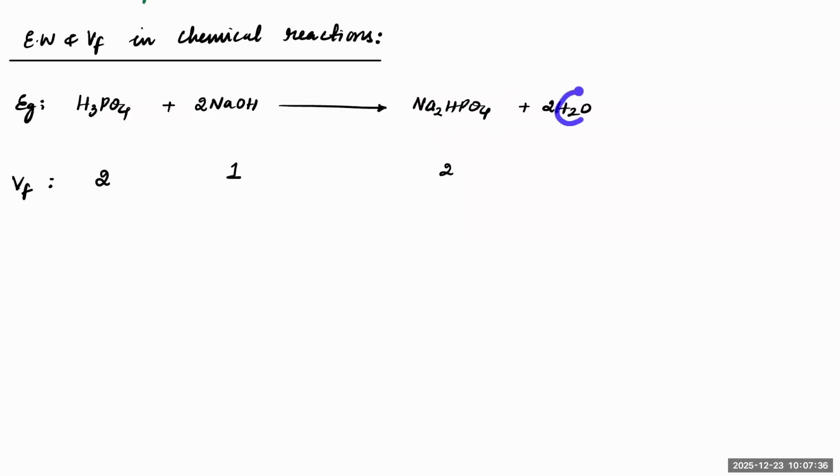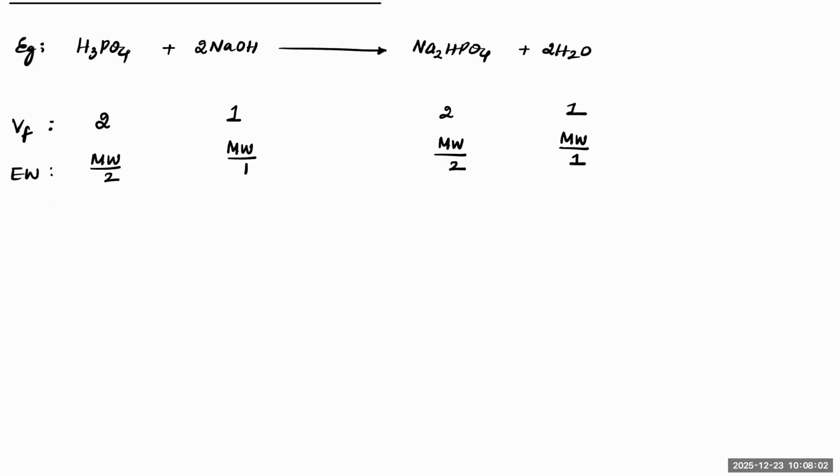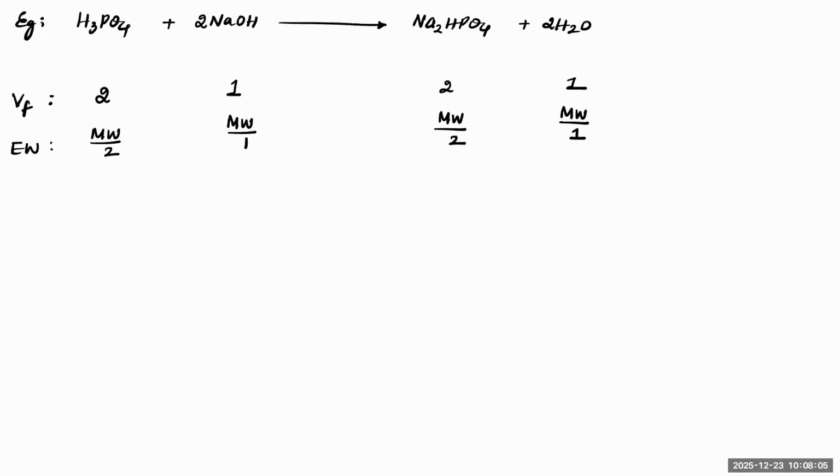Water can always be regarded as either an acid or a base. As an acid, it can give 1 H plus. As a base, it can give 1 OH minus. So it is always going to be 1. These are the valency factors. Based on that, what will be the equivalent weights? It is molecular weight by 2, molecular weight by 1, molecular weight by 2, molecular weight by 1. Done? Clear?